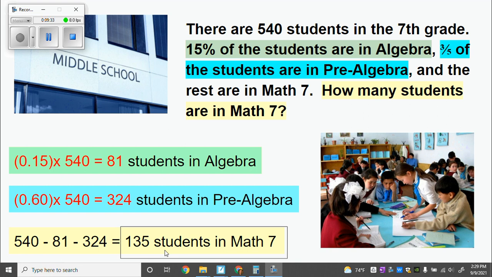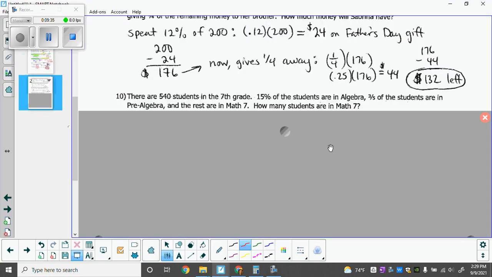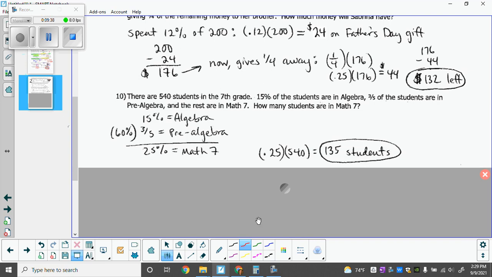Now I do have another strategy, kind of like the one from our last video. Take a look at this. This might be what some of you wanted to do for this problem, and it's a good strategy. It makes sense. If 15% are in algebra and 3/5 are in pre-algebra, we can add these together to say, okay, that's 75%. So if 75% are in these classes, the other 25% has to be in Math 7. And then you can easily say, okay, I'll do 0.25 times 540, and I'm going to get the same answer.